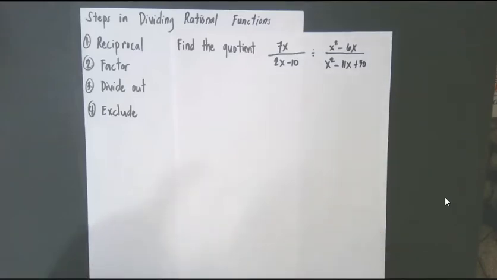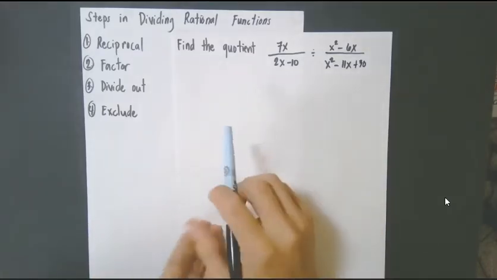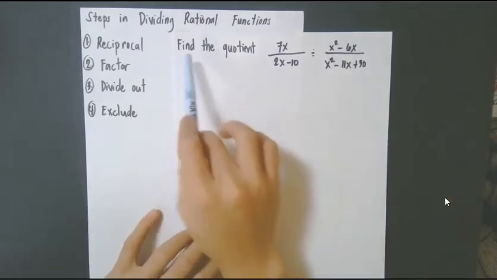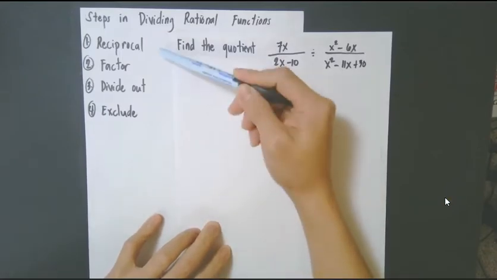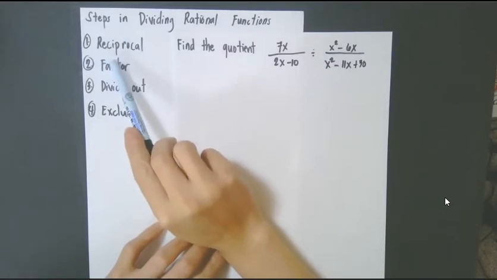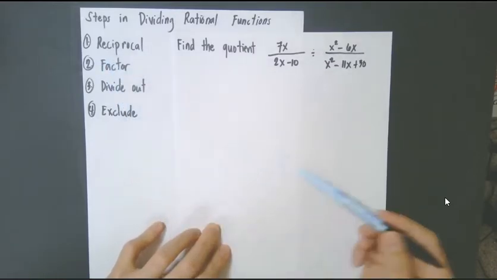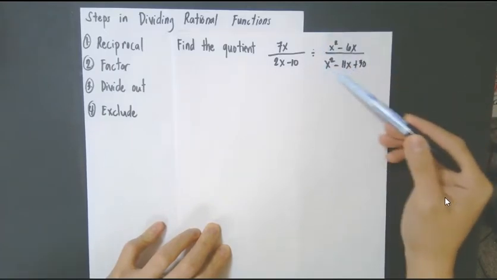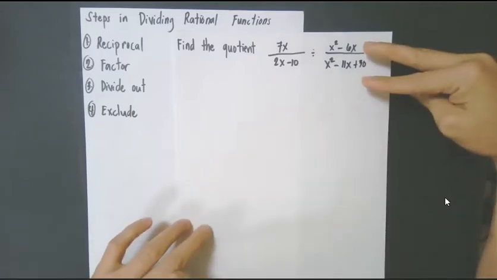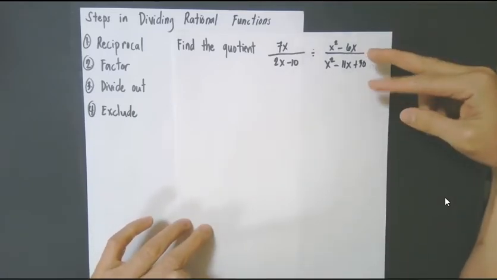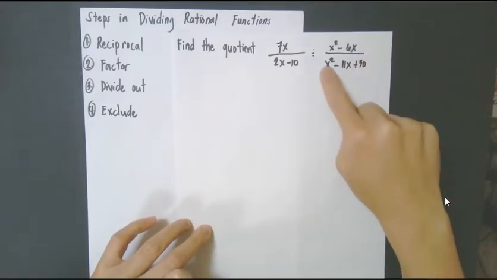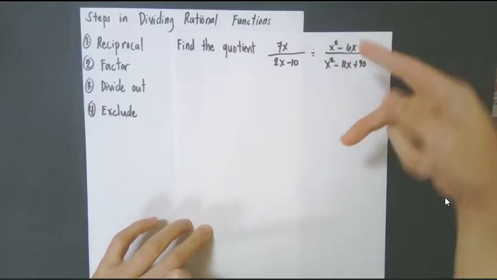Now, before we do problem number 5, let me introduce to you the steps that we need to follow in dividing rational functions. So the first step will be reciprocal. When you say reciprocal, we need to find the reciprocal of the divisor. Usually it is the second rational function here. So when you say reciprocal, we just need to exchange the numerator and the denominator. So your numerator will be your denominator and your denominator will be your numerator. So we just need to exchange that.